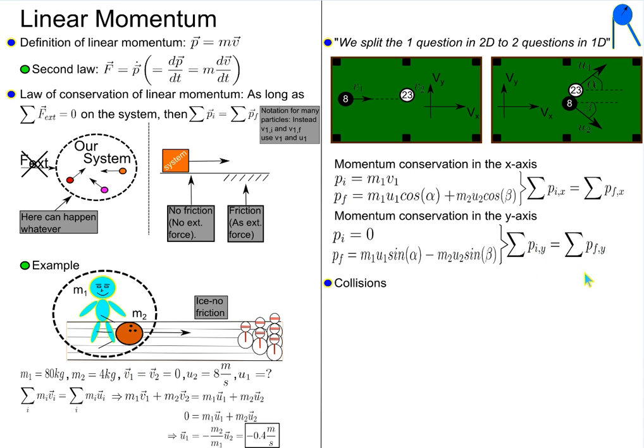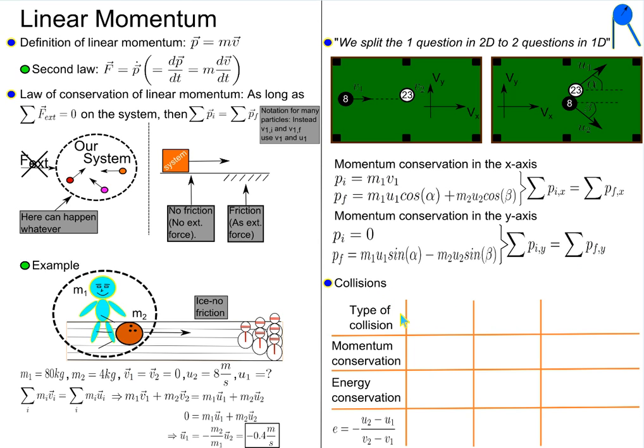Talking about linear momentum, it is also important to talk about properties of collisions. We build a little table. We have 3 types of collisions. Elastic collision is where the momentum and the energy are conserved. Notice that each one of those is an equation where you compare the initial momentum and energy to the final momentum and energy, and isolate whatever you need.